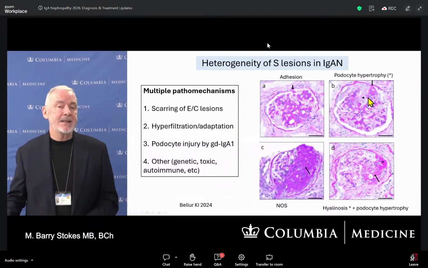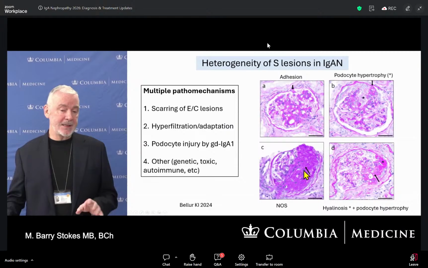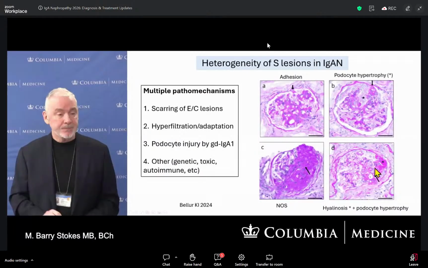Other segmental lesions have prominent epithelial hyperplasia. These are podocytes or visceral epithelial cells that are reactive. Sometimes we just see accumulation of matrix. These are like NOS type scars. And then sometimes we see hyalinoses, a kind of a glassy hyaline material, as well as hypertrophy of the podocytes.